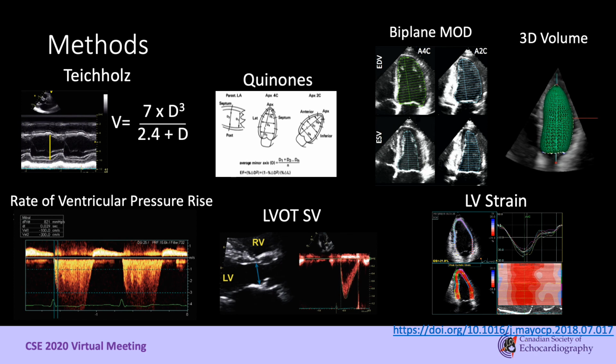Rate of ventricular pressure rise and LVOT stroke volume are methods that can confirm your assessment, but they have their weaknesses and are not recommended as the initial assessment methods. I'm going to focus most of my talk on the biplane method of discs, which is recommended for 2D data, 3D volumes, which is for 3D data, and LV strain.